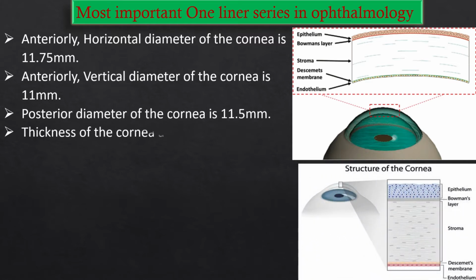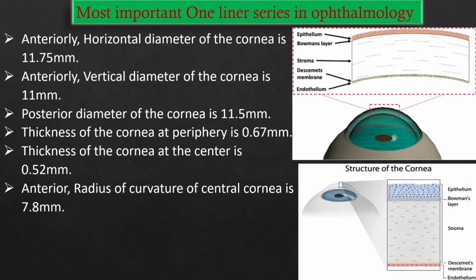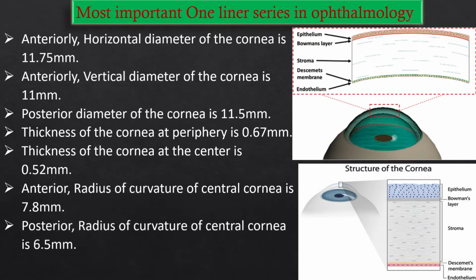Thickness of the cornea at the periphery is 0.67 mm. Thickness of the cornea at the center is 0.52 mm. Anterior radius of curvature of central cornea is 7.8 mm. Posteriorly, radius of curvature of the central cornea is 6.5 mm. Refractive index of the cornea is 1.376.